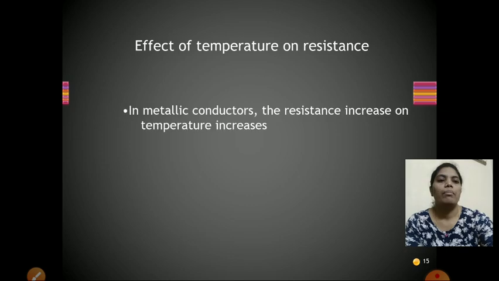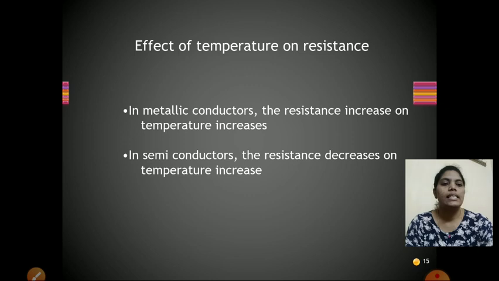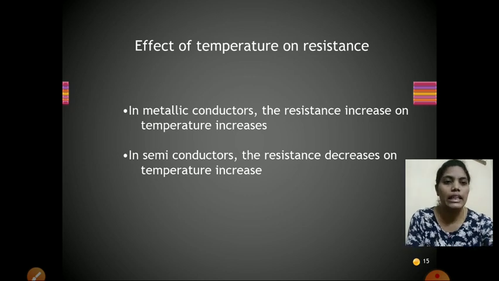Now what is the effect of temperature on resistance? In metallic conductors, the resistance increases as temperature increases. In semiconductors, the resistance decreases as temperature increases. Later on, in other sessions, we are going to discuss this effect of temperature on resistance in detail. So you just remember, as the temperature increases, for metallic conductors resistance also increases, and for semiconductors the resistance decreases.